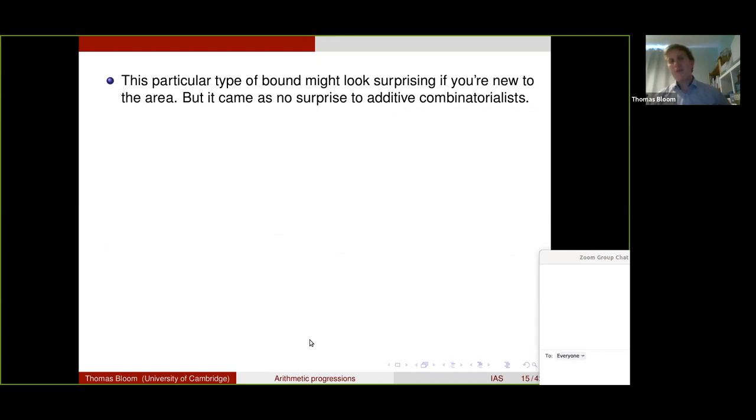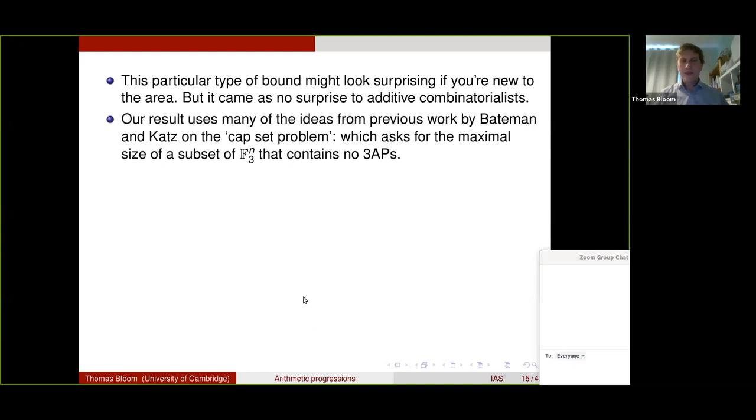The actual shape of this bound might look a little strange if you're new to the area, but it's not really a surprise to people who've thought about this question before, because there was this previous breakthrough work by Bateman and Katz on the cap set problem in 2010. And the cap set problem is essentially the same as Roth's theorem, trying to study the density of sets without three-term progressions, but instead of looking at subsets of the integers, you look at subsets of F3 to the n, which in some sense is the simplest abelian group in which the notion of a three-term progression makes sense.